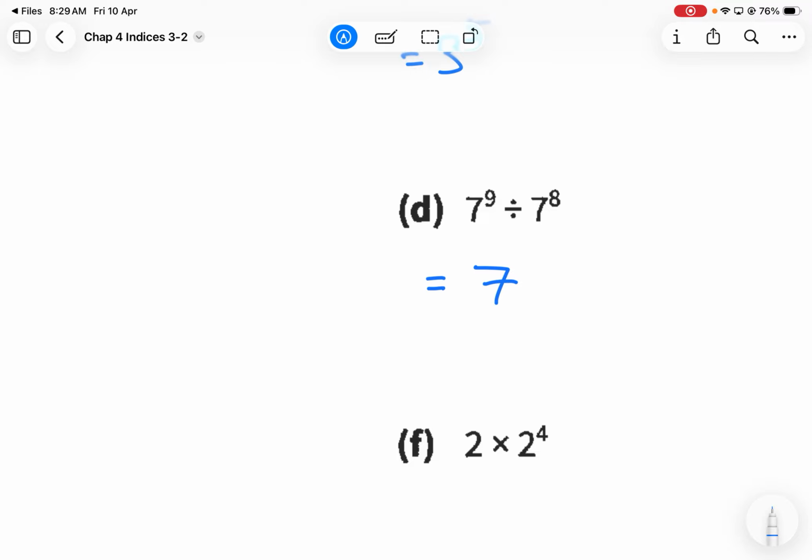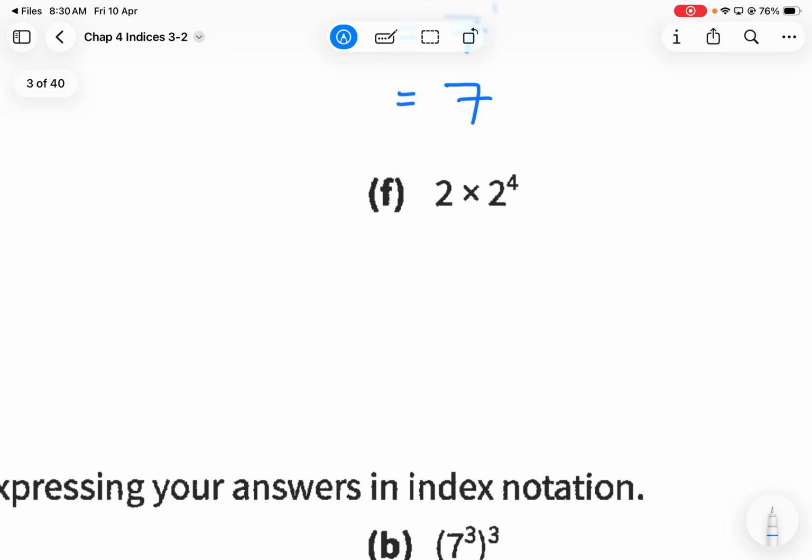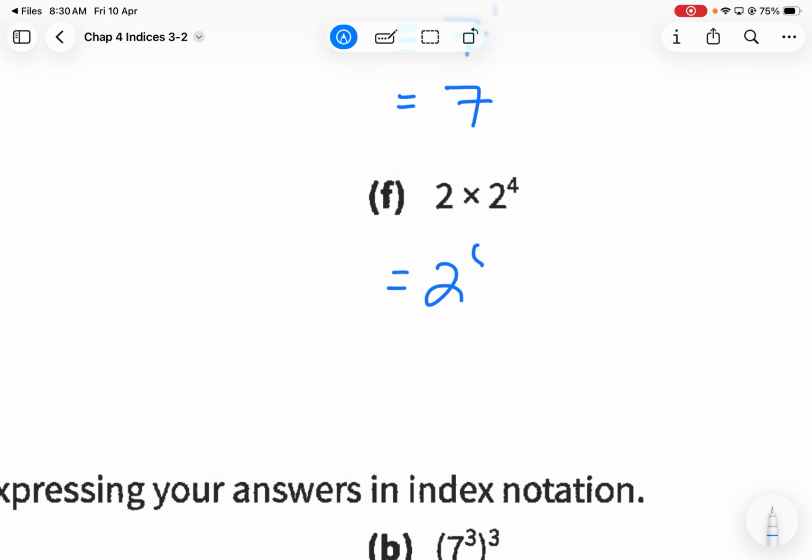Okay? It is power 1. But in practice, we don't write the power 1. 9 minus 8 is 1. So normally, by default, when I don't write anything, it is 1. Okay? So we normally don't write the 1. Similarly, this 2 is actually 2 to the power of 1. So when I multiply them, I will have 2 to the power of 5.